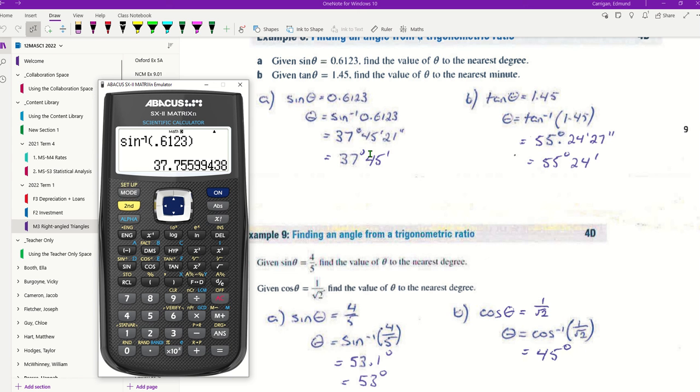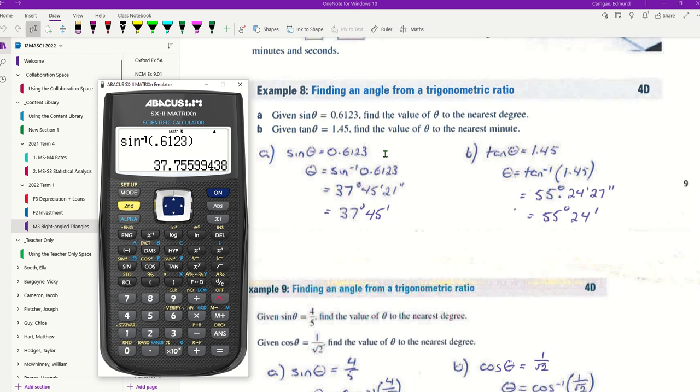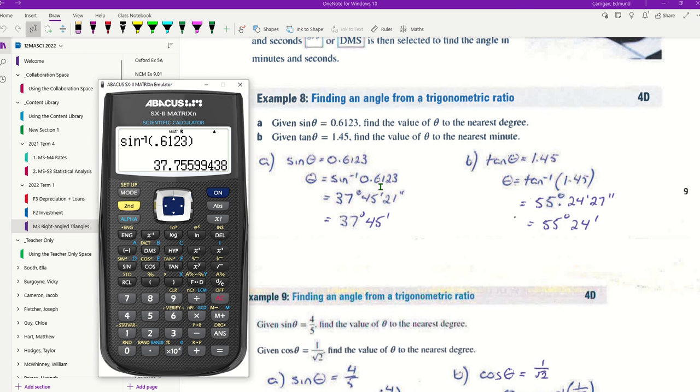Okay, for whatever reason in here as well, I changed that to degrees, minutes, so I wasn't paying too much attention. We just knew that to the nearest degree, it would be 38 degrees. I might have to change that one as well and put it back in.